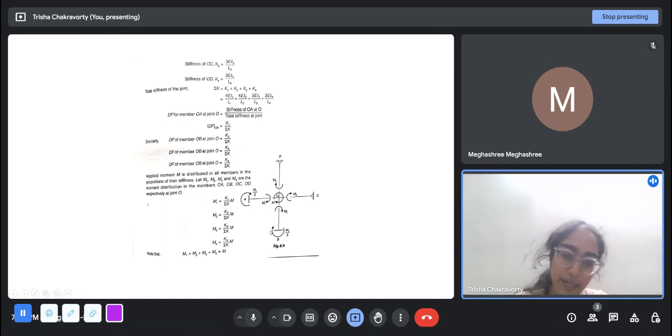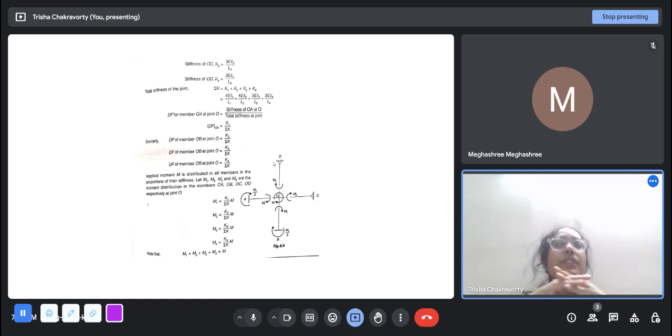At this fixed end it will be M2 by 2, and C and D will have no moments because, of course, hinge supports do not give moment reaction. That you have to keep in mind. So what we will do for each joint, we have to find out the total stiffness, then find out the distribution factors of all the members meeting at that joint, and we will find out the carryover moments at the fixed ones.